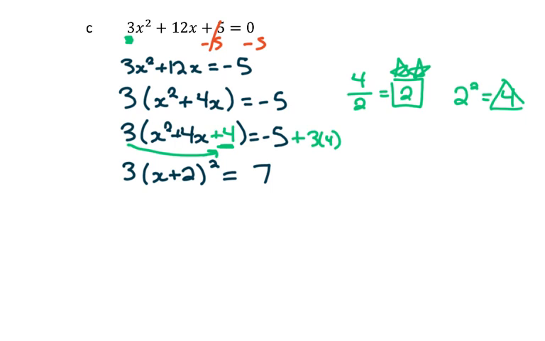We can't square root both sides yet. We need to divide both sides by 3 because we can only square root when we have a single bracket squared, so we need to deal with this first. Which leaves us x plus 2 squared equals, if we go to a decimal, this would be 2.33, and that's fine for now.